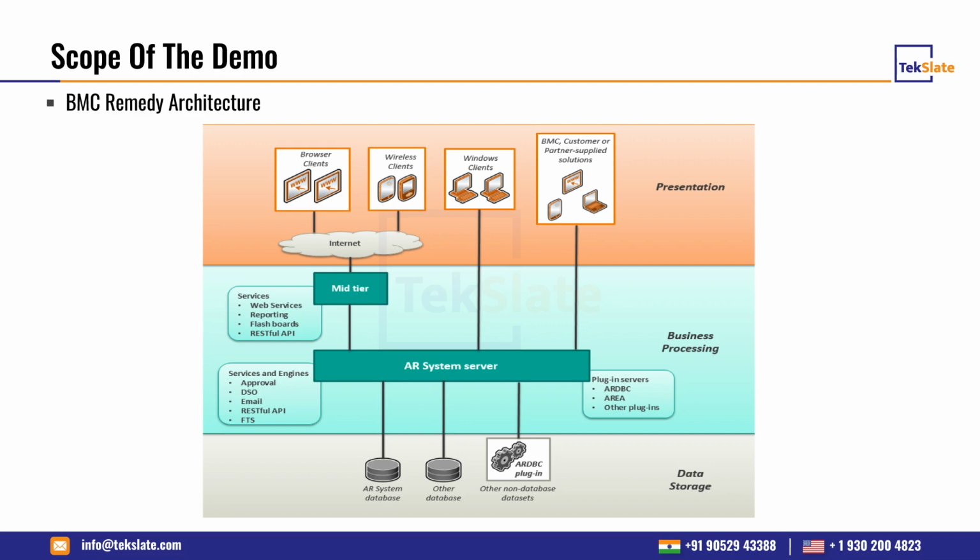So BMC Remedy is a three-tier architecture, and you can easily identify that by seeing the image on the screen. All these three tiers are marked in three different colors, and it is mentioned there: presentation, business processing, data storage. So let's understand one by one. The first one is the presentation tier.